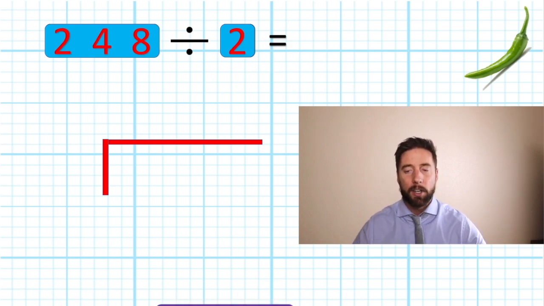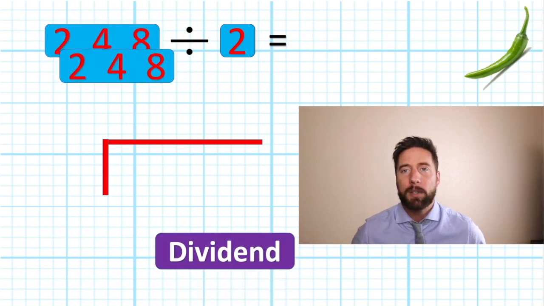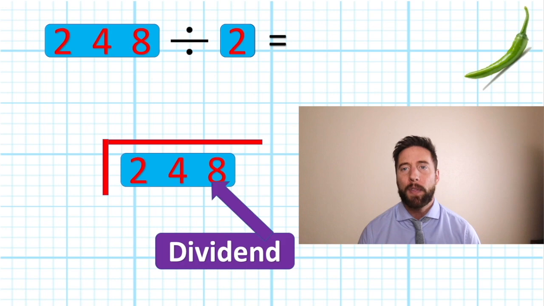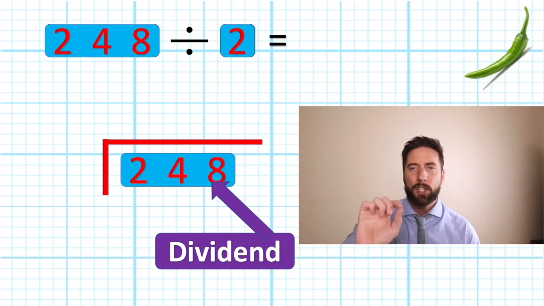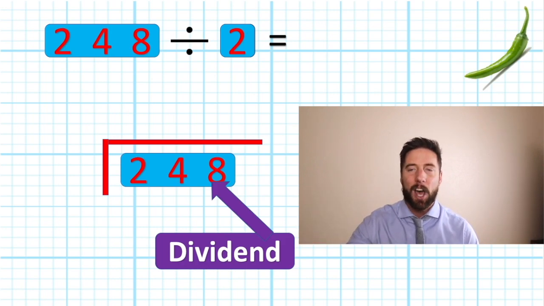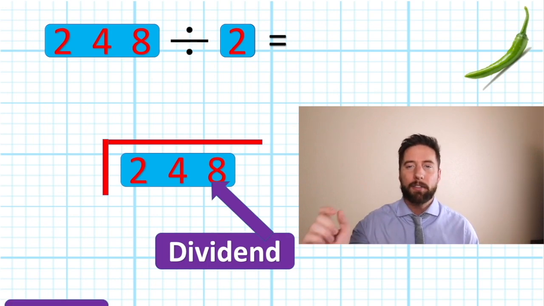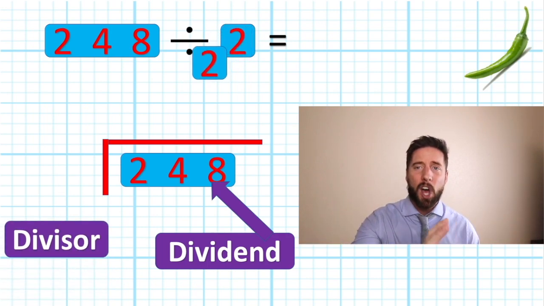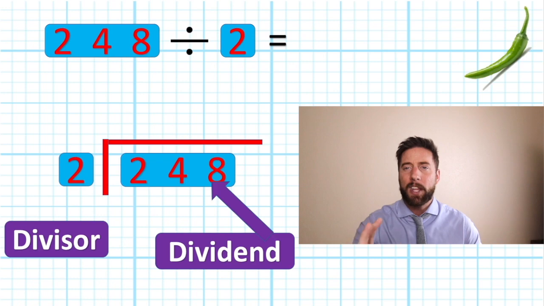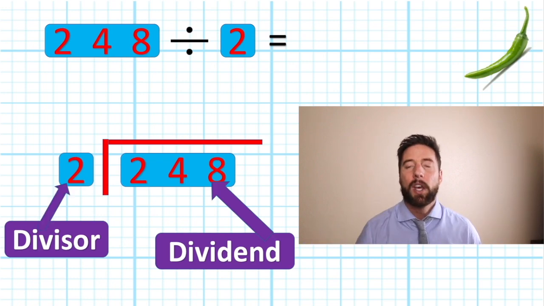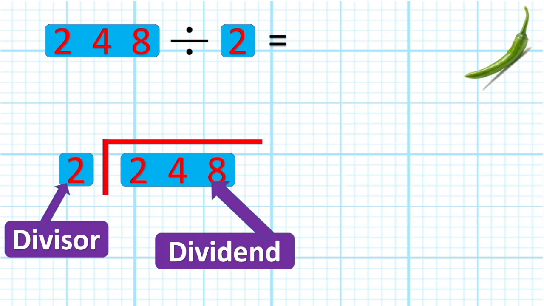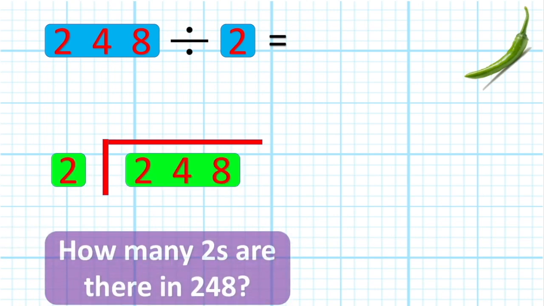So I'm going to put the dividend, which is the big number, the number we are trying to break up and share, inside the bus stop. So I'm going to put my 248 inside my bus stop. Now I'm going to put my divisor on the outside, the small number, the one we are sharing the bigger number into. Okay, so my question now looks like this: how many 2's are there in 248?